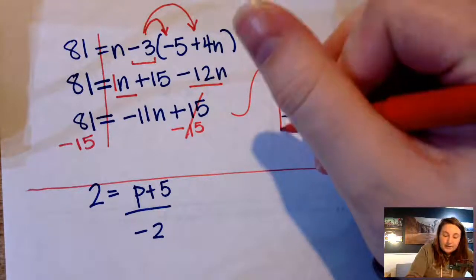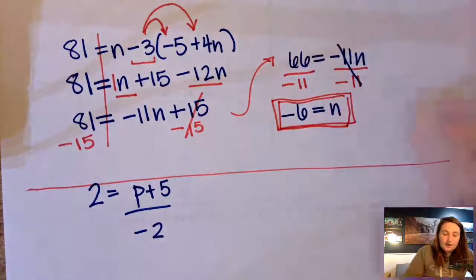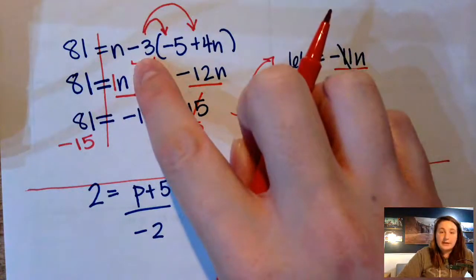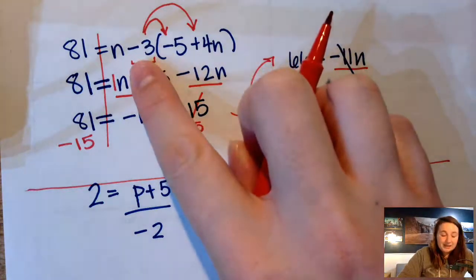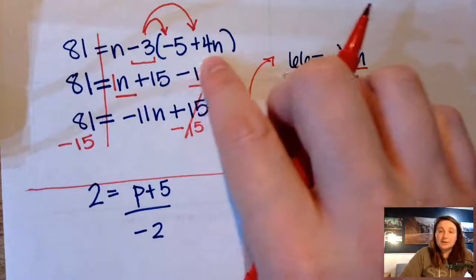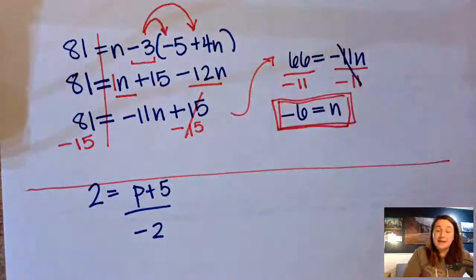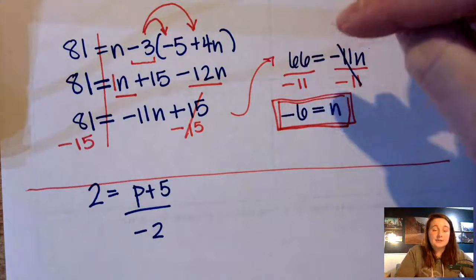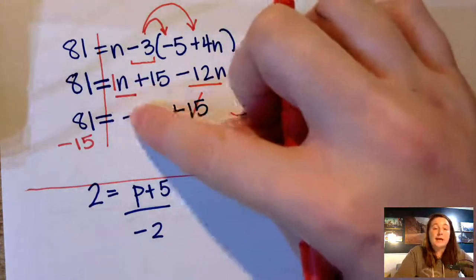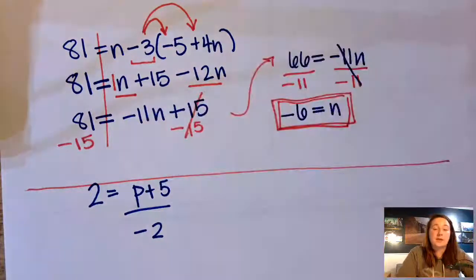And there we go. So the common mistakes that you want to avoid are, first, don't forget the negative when you distribute. Second, don't forget to distribute to the second term. And third, when we have variables on the same side, do not do the opposite. Just combine them. I have 1n, I have negative 12n, so I get negative 11.